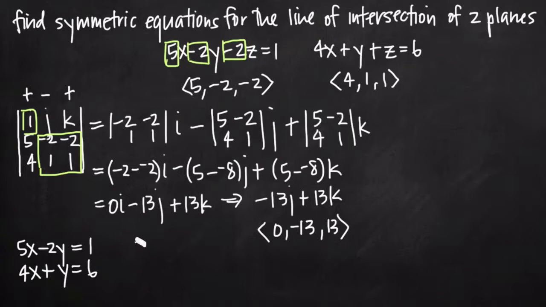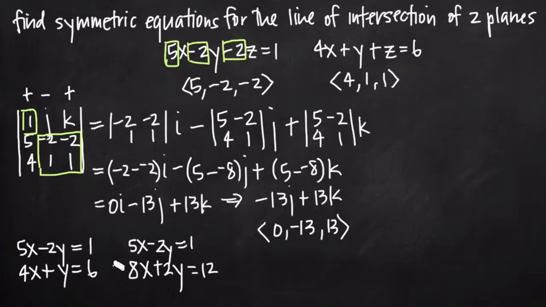So when we do that, the first equation stays the same. We'll get 5x minus 2y is equal to 1. The second equation we multiply through the left and right-hand side by 2. 4x times 2 is 8x. Y times 2 is plus 2y. And 6 times 2 is 12.